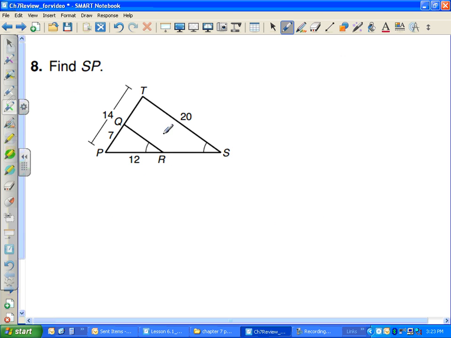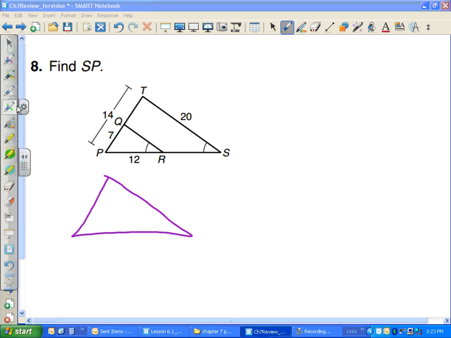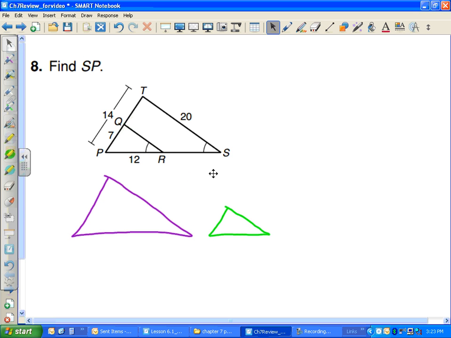Okay, find SP. SP is, let's see, this long one right here. Well, guess what? You can set up a proportion. Remember, though, you have to use same side. So I'm going to pretend, let's say, this really big triangle that's right here. Let me just kind of draw a picture of it. This long triangle, I'm going to use this one. And I'm also going to use this smaller one right here, because these 2 are the ones that are similar to each other. And I'm going to use these 2 to make my proportion.